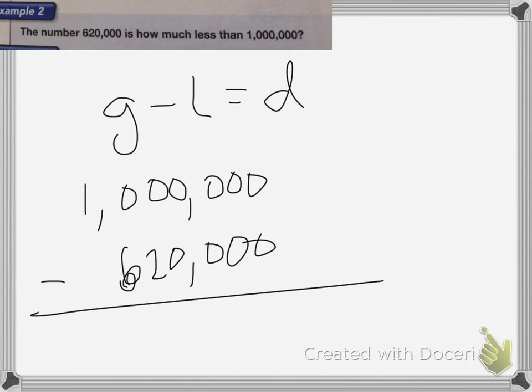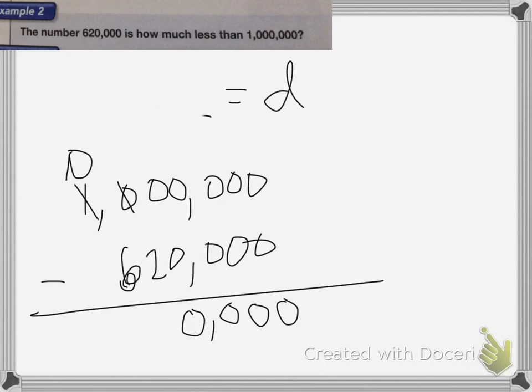Okay, so we have 0, 0, 0, comma, 0, and I'm going to start borrowing. So I'm going to come all the way over to the 1. 1 becomes 0. This becomes a 10, which we have to borrow 1 from for this number, 10. Alright, 10 minus 2 is 8, 9 minus 6 is 3. So my answer is 380,000. How much less it is.